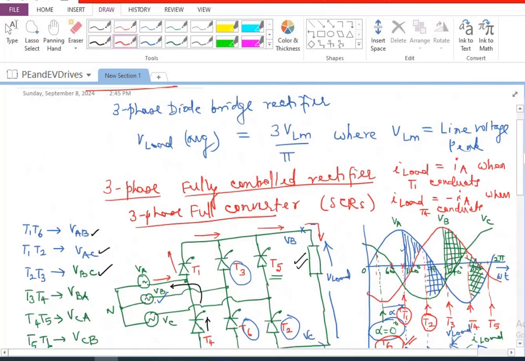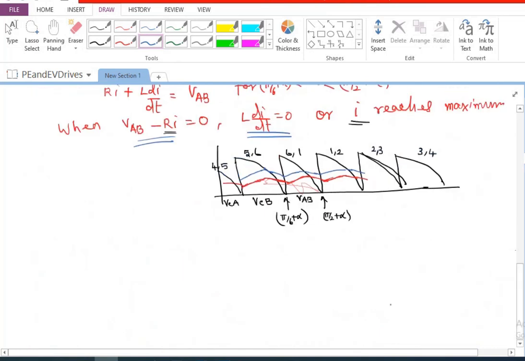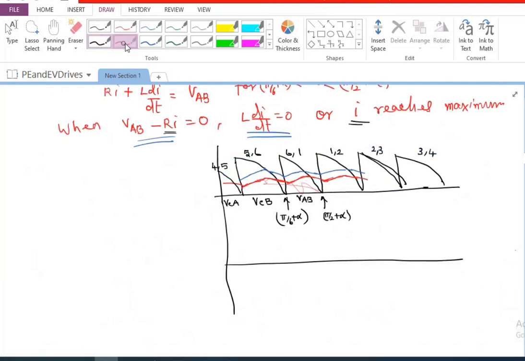So if I am calling the source current or IA is in this direction, when T4 is conducting, IA and the load current are in opposite direction. And that is what I am saying here. I load is equal to minus IA when T4 conducts. So correspondingly, let us try to draw the current waveform. So when I draw the current waveform, I'm going to see that here it is only 5, 6, whereas here it is 4 and 5.